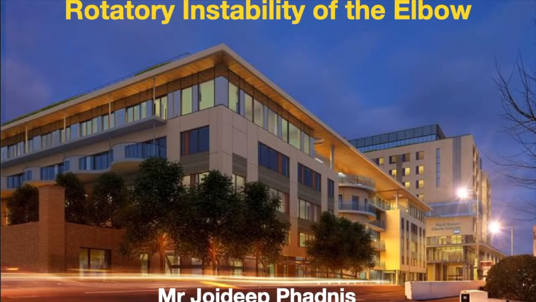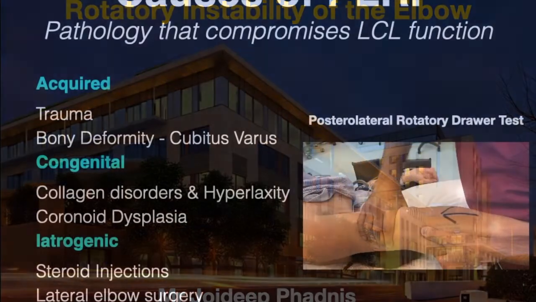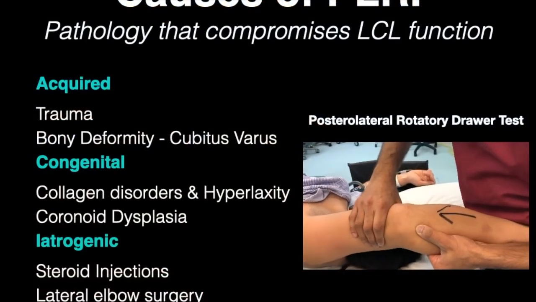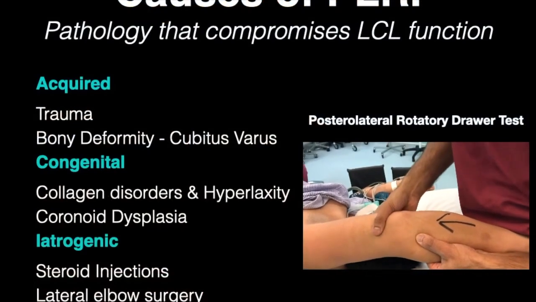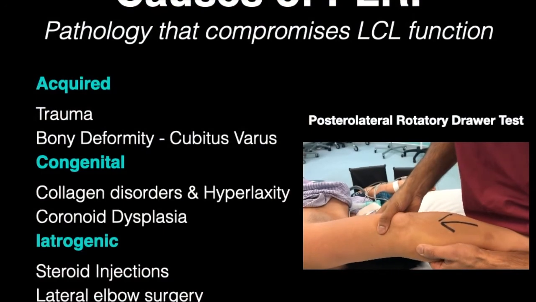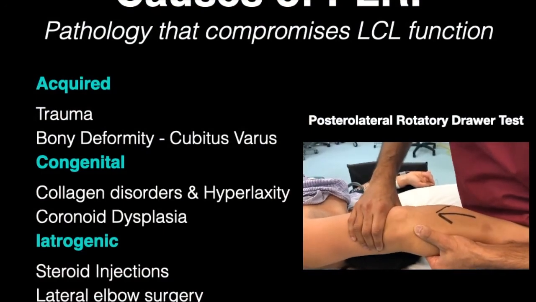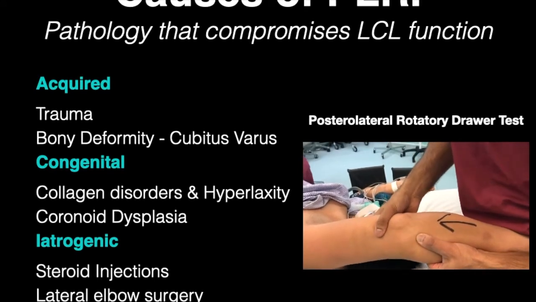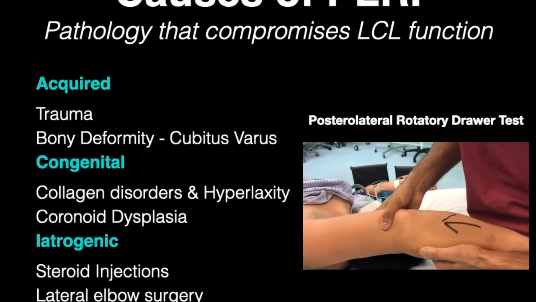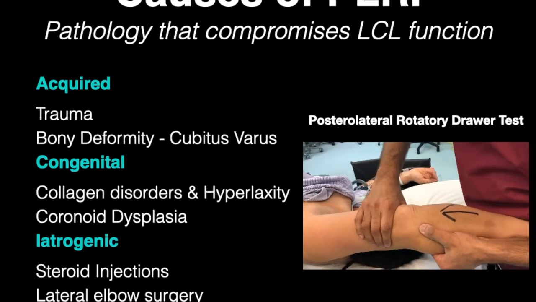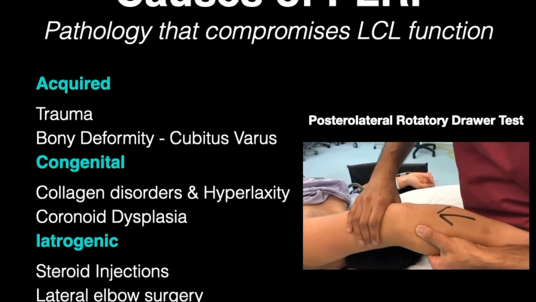In this video, we'd like to demonstrate some of the arthroscopic findings we use to help make the diagnosis of posterolateral rotatory instability of the elbow. PLRI is the most common form of elbow instability and is caused by any pathology that compromises the lateral collateral ligament integrity and function, and these can be acquired, congenital or iatrogenic, and in most situations the diagnosis is easy to make with a careful clinical examination as shown here.